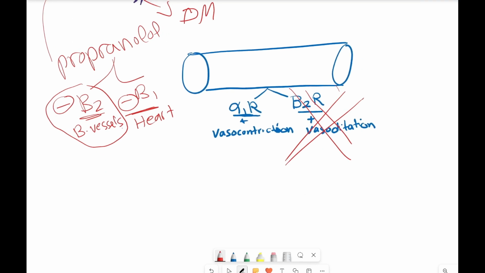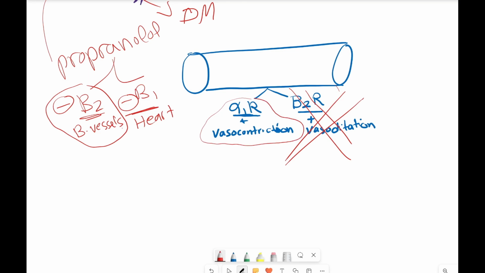We already discussed that we have balance in the healthy subject, a balance between alpha 1 and beta 2. If you block beta 2, which one will predominate when you block one of these receptors? If you block beta 2, the other receptor will predominate. The other receptor that will predominate will be alpha 1.